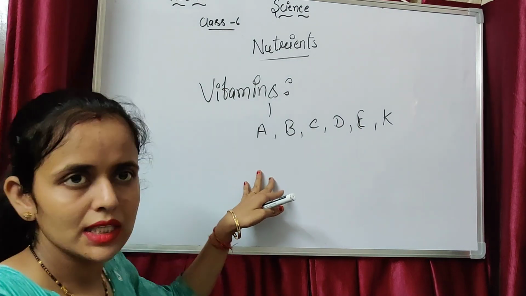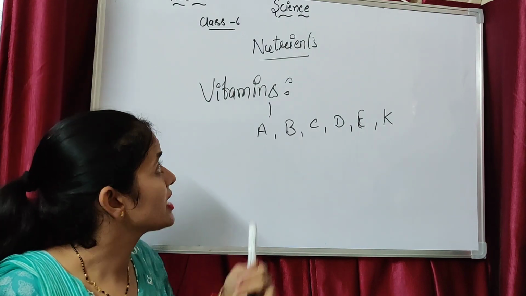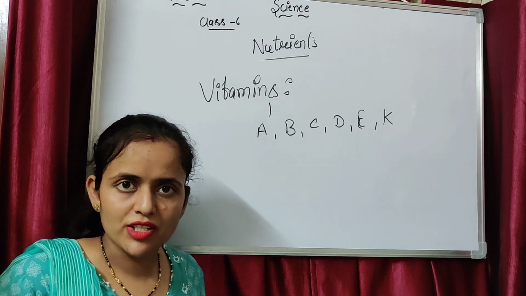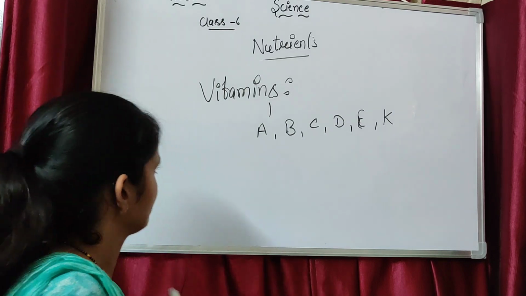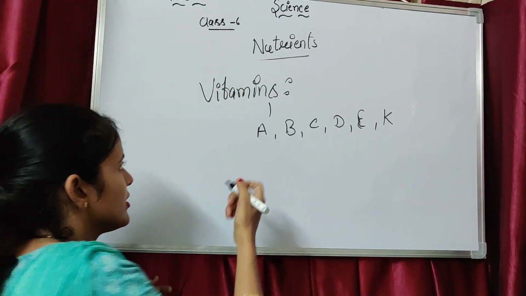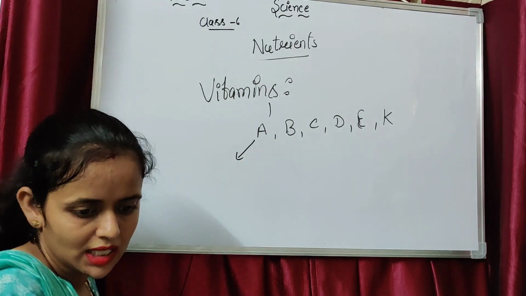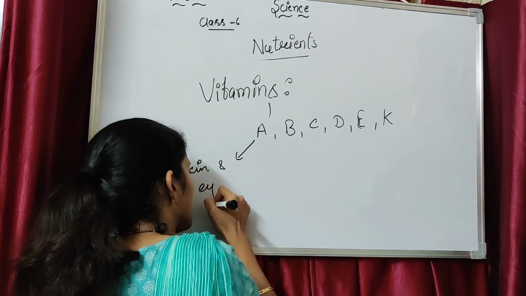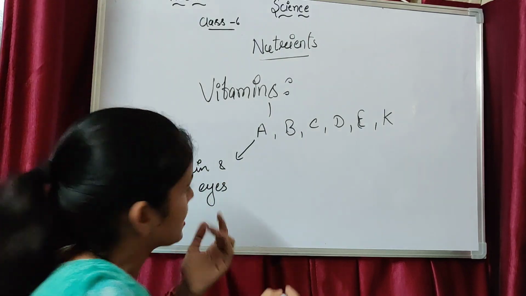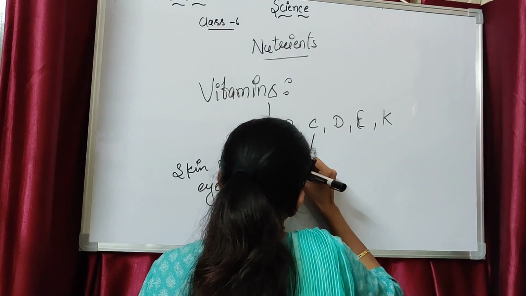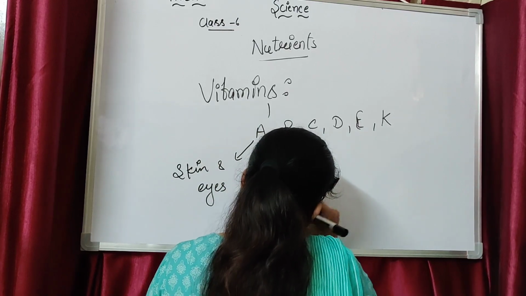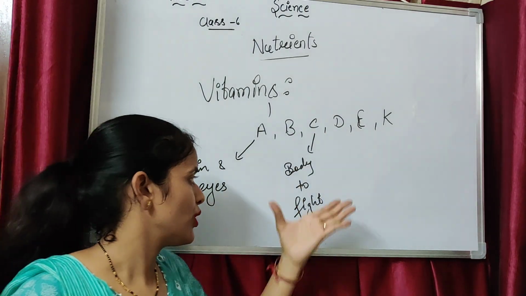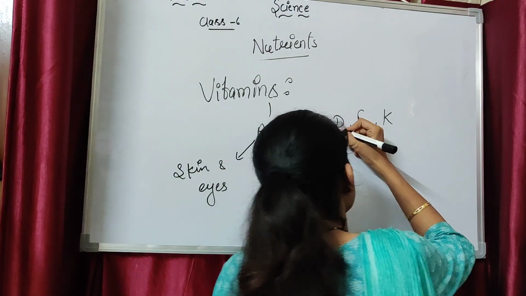Okay, now it is clear: carbohydrates, proteins, fats, vitamins are all explained. Next left are roughage and water. Let me explain a little bit about the vitamins. Vitamin A will help our skin and eyes. Okay, vitamin C, body to fight. What will vitamin C do? Vitamin C gives stamina to the body to fight any disease.